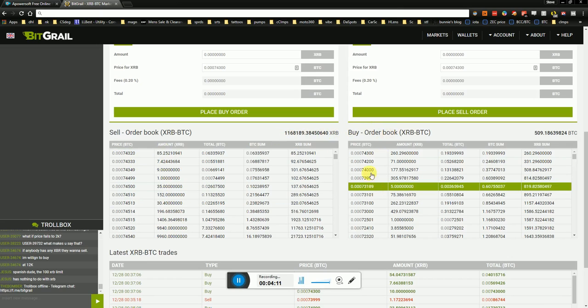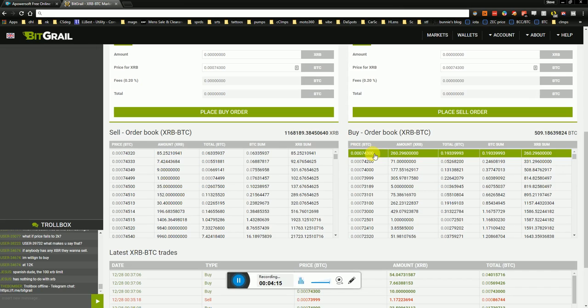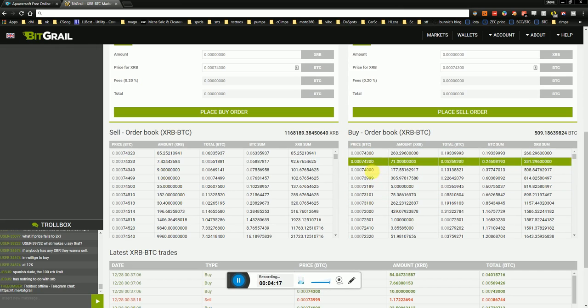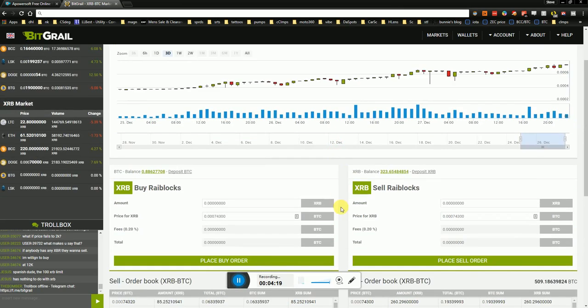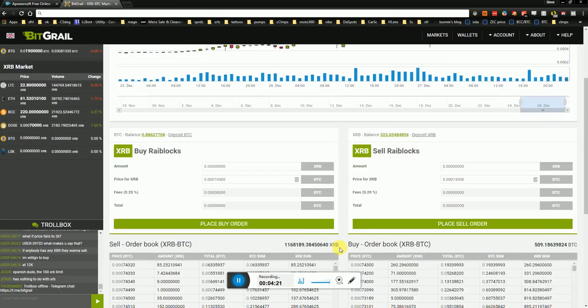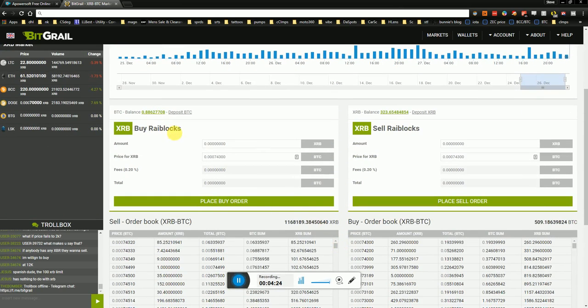And same thing on this side for people who are buying. So if you have RaiBlocks and you want to sell them, this is everyone who currently wants to buy RaiBlocks from you and the prices they're willing to pay. Again, looks complicated, but actually it's a lot easier to trade than you think. Let's say you want to buy one RaiBlock. I recommend buying more, but let's say you did.